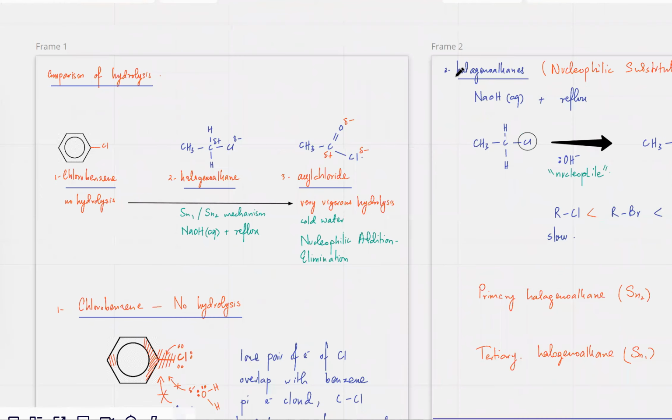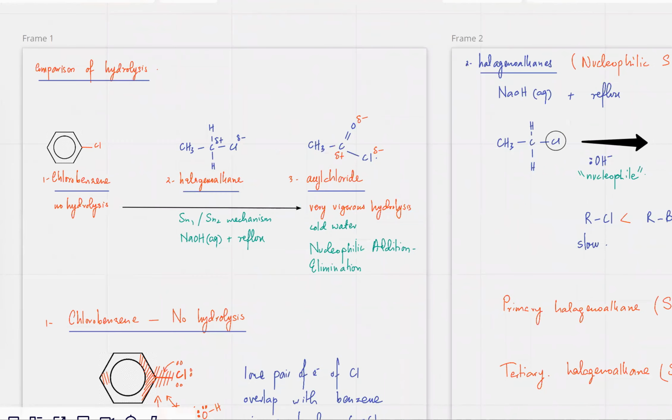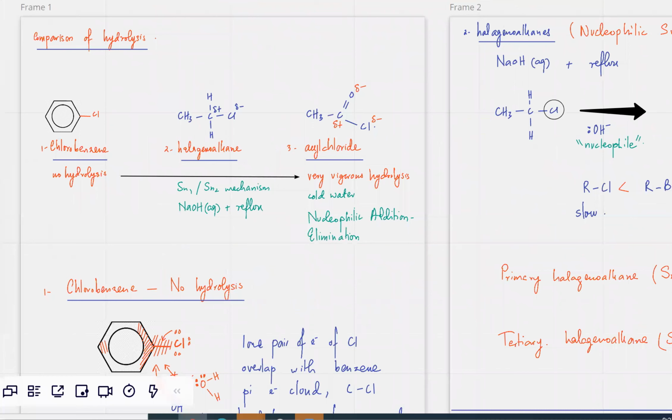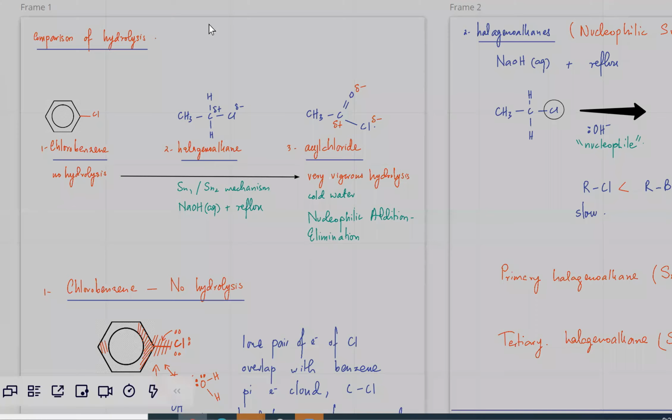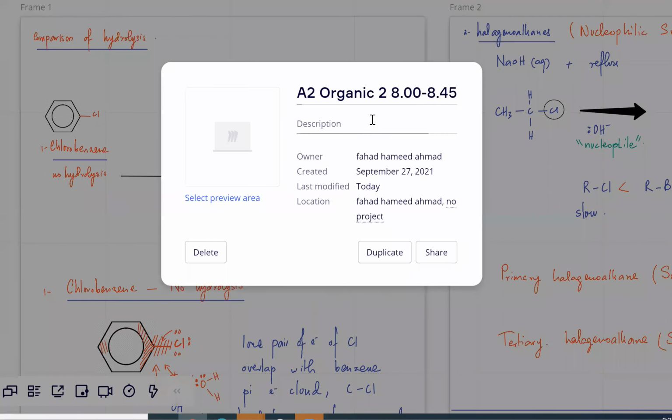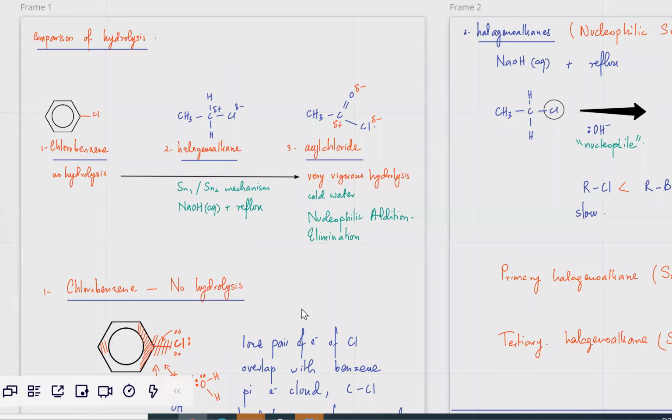I'm just going to sort of rename this. So it's a comparison of hydrolysis. So remember 3 chlorine-related compounds. You've got chlorobenzene, you've got normal halogenoalkanes, and you've got this acyl chloride.